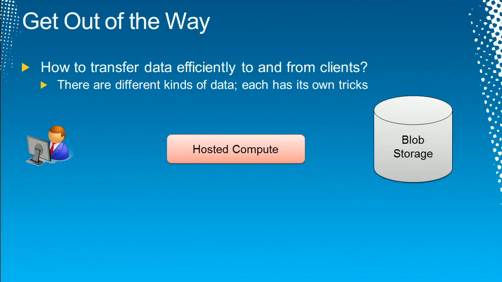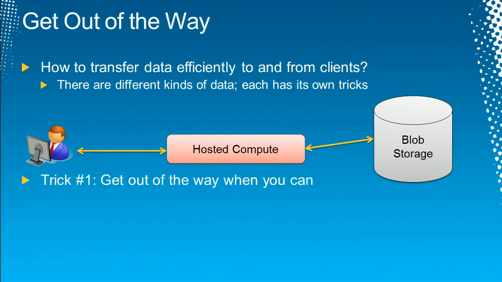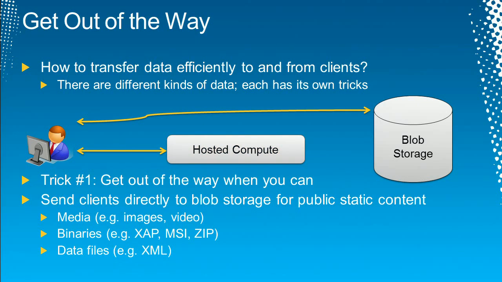The first one is a very simple trick. Suppose that you've got a client and you've got some static content that you serve from a hosted compute service. The way you've implemented this is that the client goes to your hosted compute service, which turns around and pulls the content from blob storage and then sends it back to the client. Well, the best thing you can do is just get out of the way. By sending the client directly to blob storage, you take advantage of this highly available, low latency storage service that's really scaled out, so you get much better performance and reduced latency.